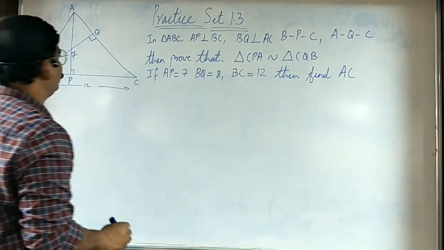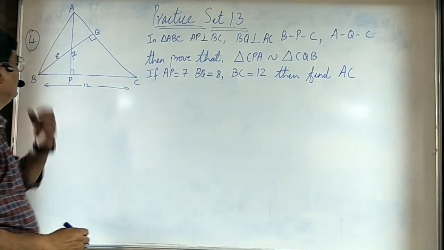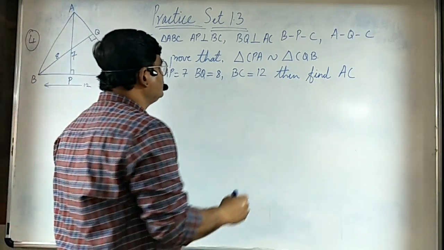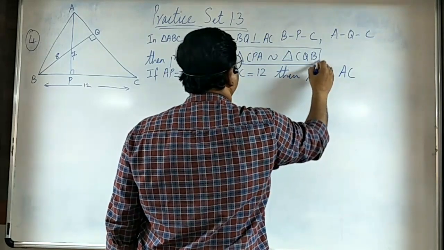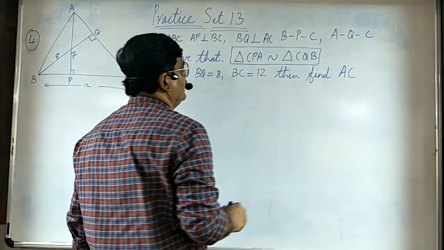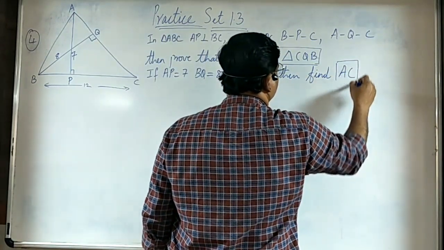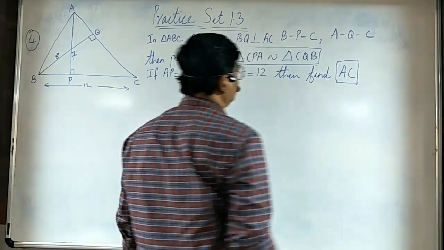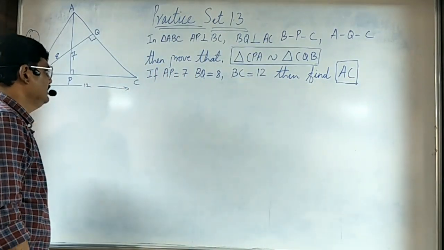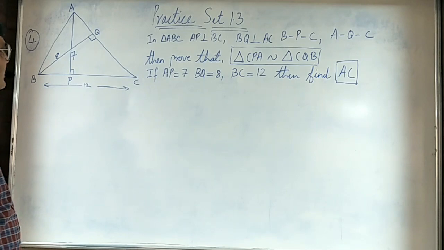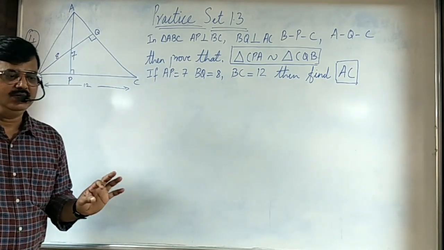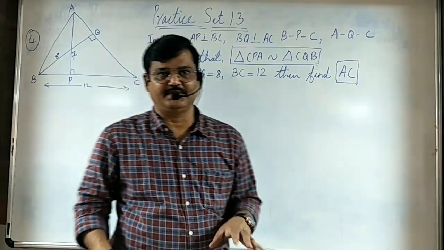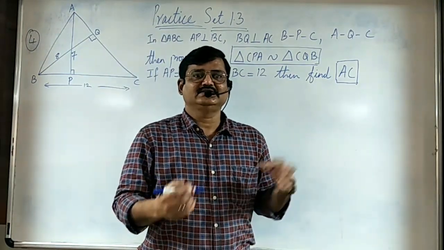Now here they told us to find AC. Two things in this question: one is that you have to prove the triangles similar, and the other is to find the value of AC. Two questions are there in this case. For the time being, I'll draw a separate diagram for you. But in the exam, we don't need to draw a separate diagram. For you to understand, I'm drawing a separate diagram.